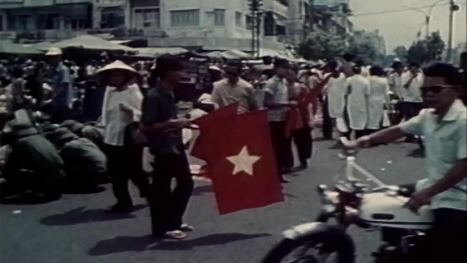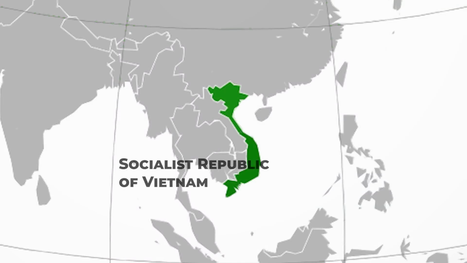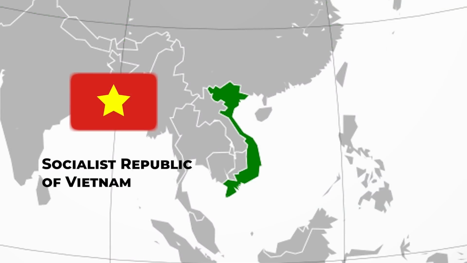After the fall of Saigon on April 30, 1975, the Vietnam War ended, and Vietnam was reunified as the Socialist Republic of Vietnam in 1976, with Hanoi as its capital.